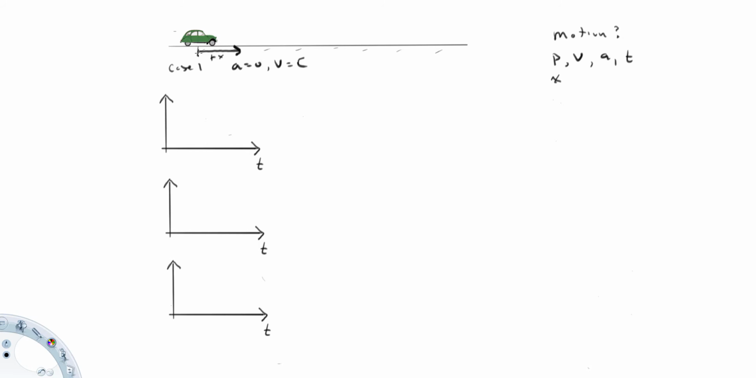Now, just a quick reminder. I put the 0 here, meaning that anytime x is positive, the car is over to the right somewhere. Whenever x is negative, the car is over to the left somewhere. And when x is 0, it's here.